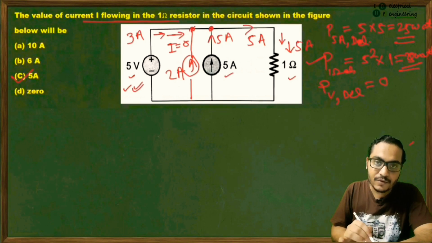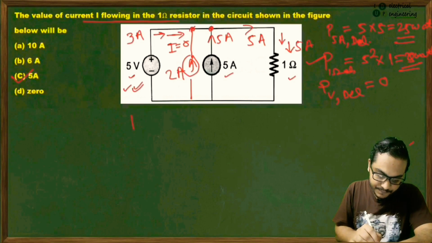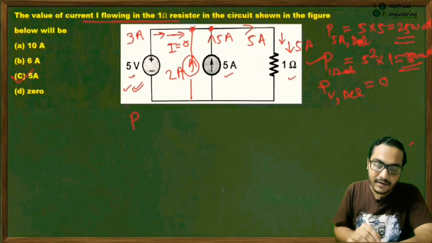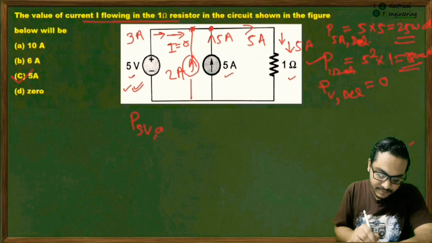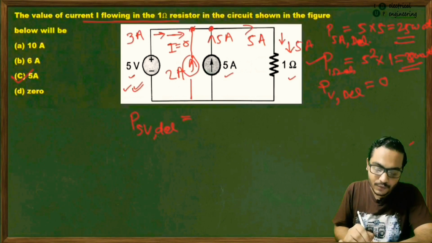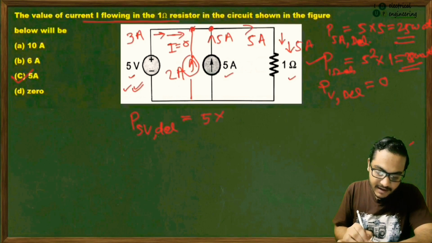Now if you apply the conservation of power concept, the power delivered by this 5 volt source is V into I. V is 5 and the current is 3, so this is 15 watt.